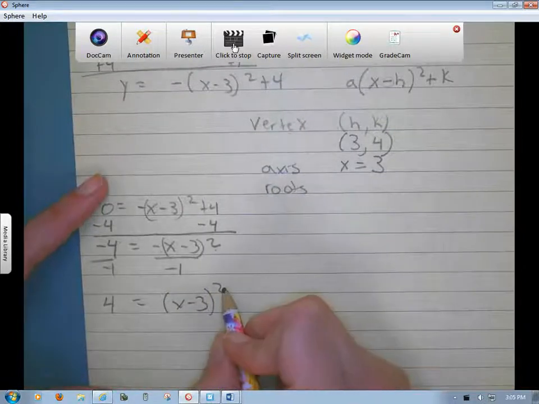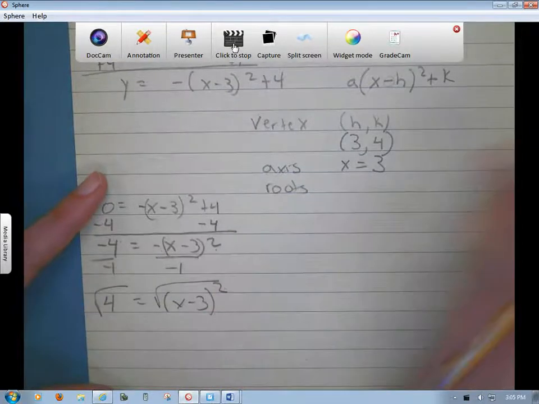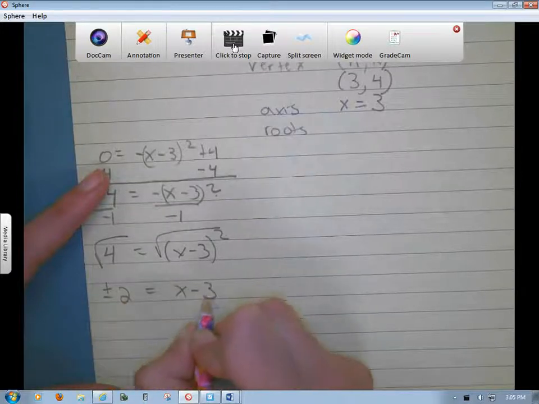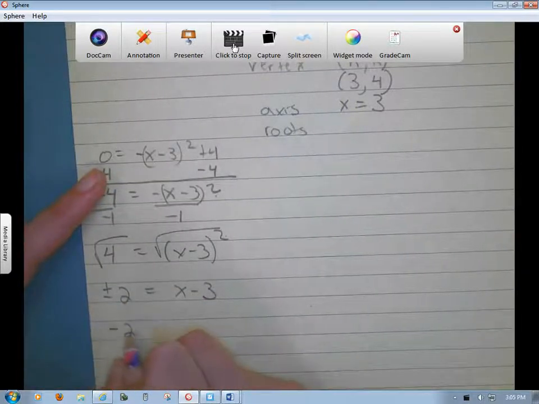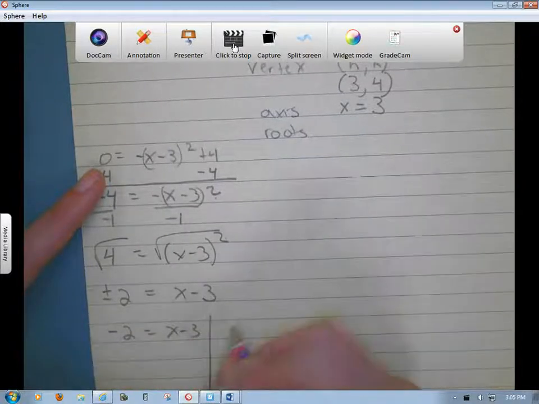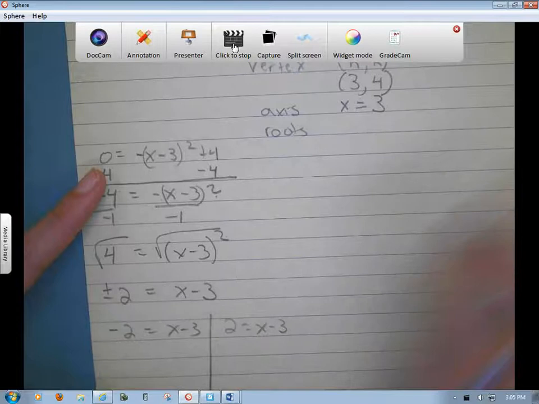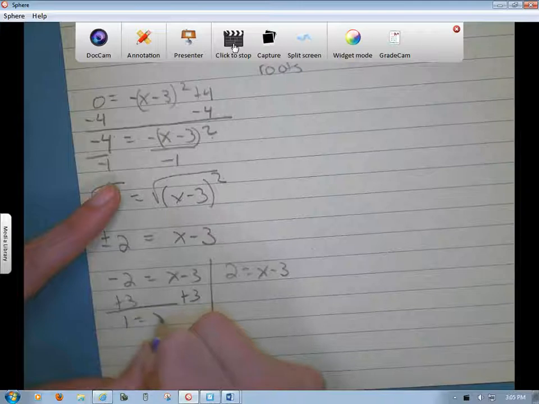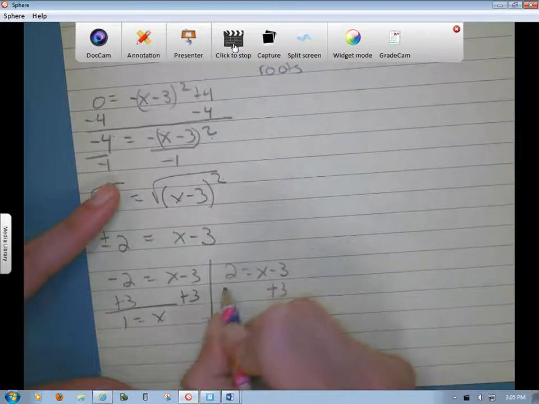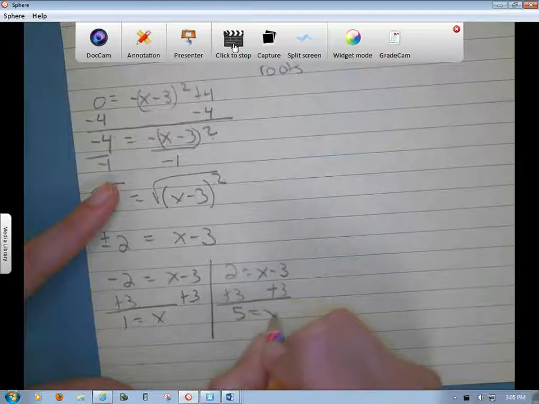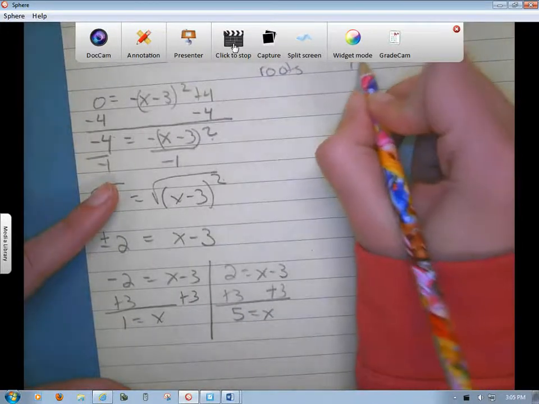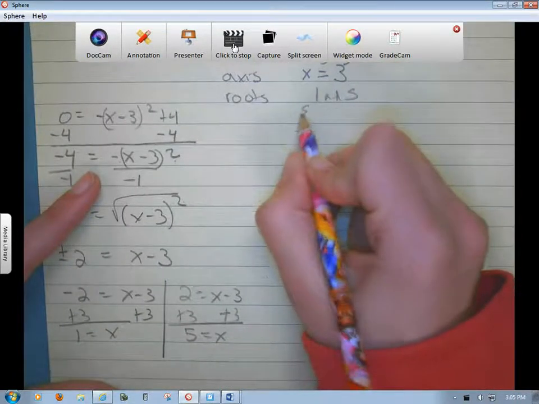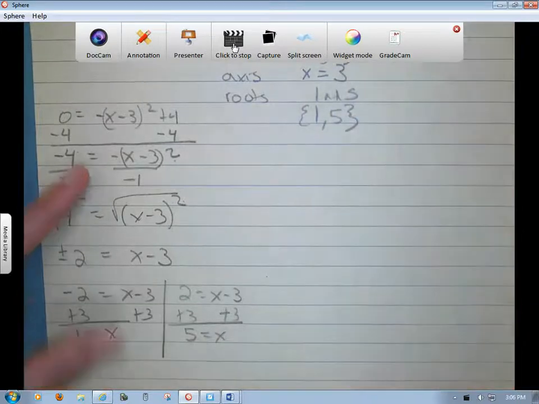Okay, now I got to get rid of the square. So now I can square root. Okay, now I'm going to split. And I'm going to solve. So my roots are 1 and 5, which, sorry, again, you can't see, or {1, 5} in set notation.